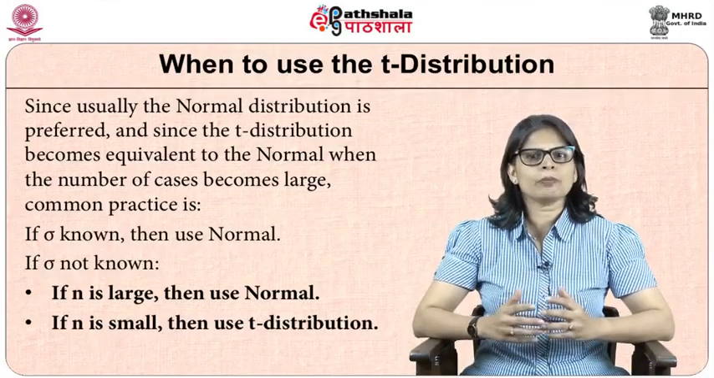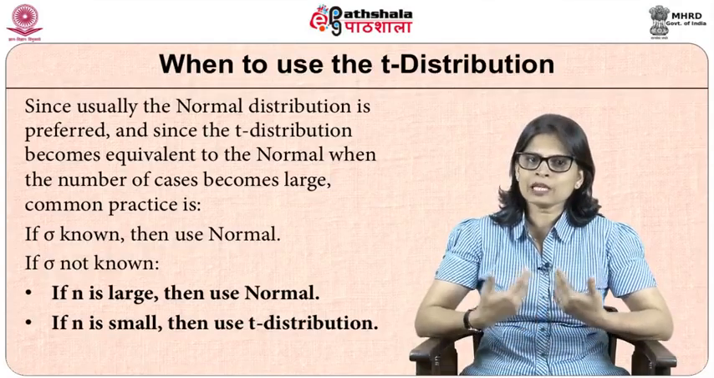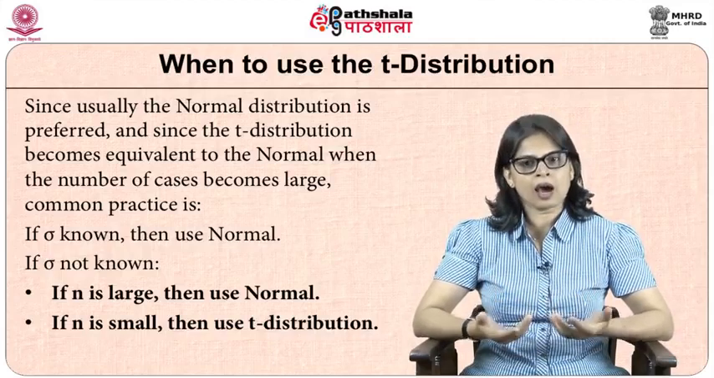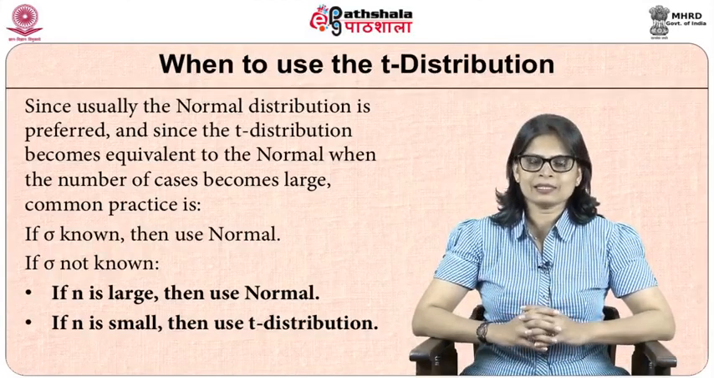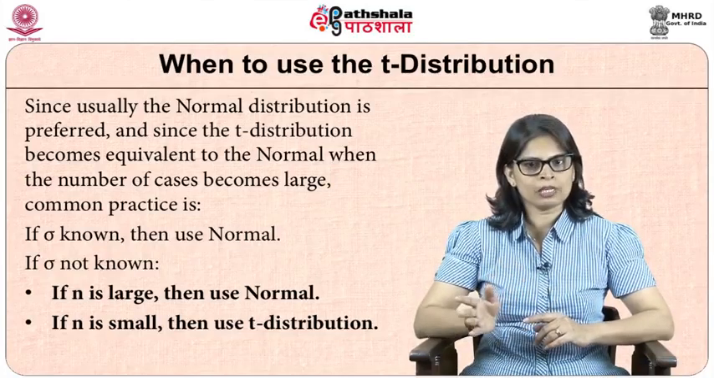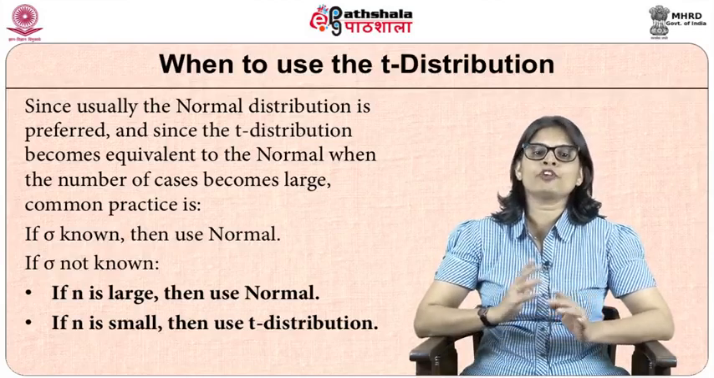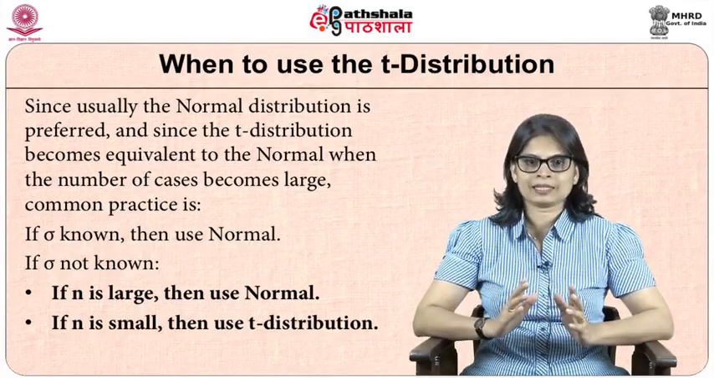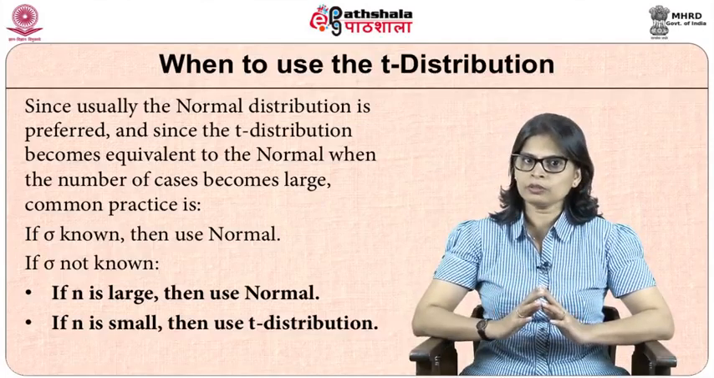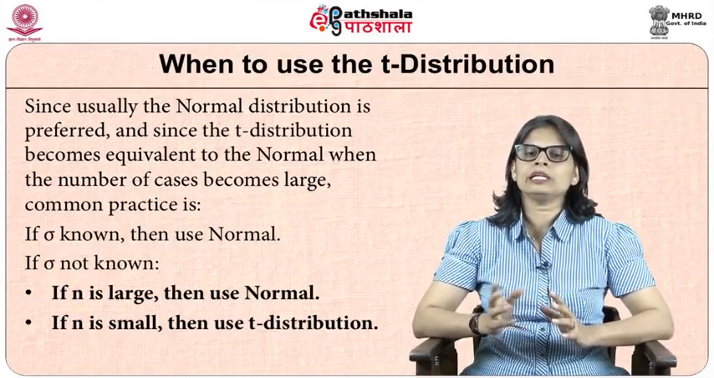Since usually the normal distribution is preferred and t distribution becomes equivalent to the normal distribution when the number of cases are large, the common practice is, if sigma is known, then use normal distribution. If sigma is not known and if your n is large, that is the sample size is large, use the normal distribution, and if n is small, then use the t distribution.